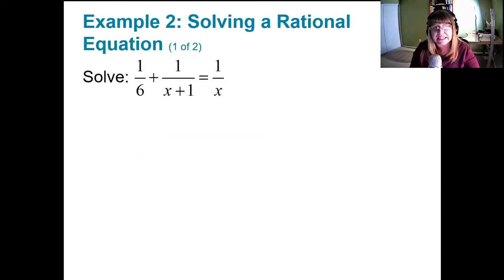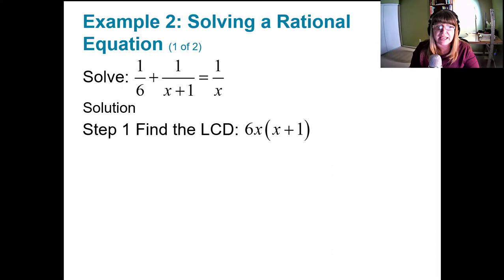When we're dealing with rational equations, meaning we have fractions and additionally that x value is down in the denominator, there's a few extra steps that we're going to want to take. First of all, let's find the LCD of all of our denominators. Our denominators are 6, x, and x plus 1.